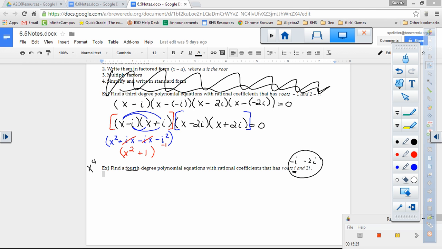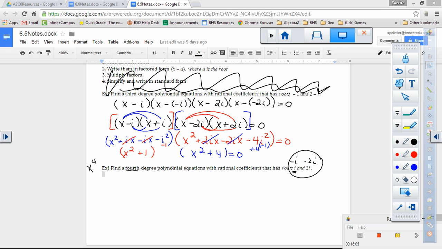Okay? Let's do the second set. x times x is x squared. x times 2i is 2ix. And this is negative 2ix. And then this is negative 4i squared. Okay, again, 2ix and negative 2ix is going to cancel. This again is negative 1. Negative 1 times negative 4 makes us a positive 4, which means I have in this parenthesis x squared plus 4 equals 0. All right?